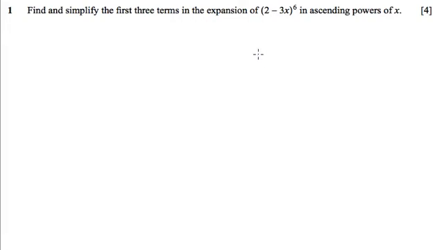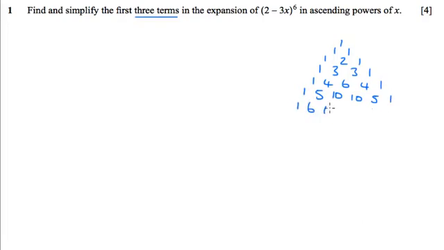Okay, question 1 is your binomial expansions question. We've got (2 minus 3x) to the power of 6, and it wants us to find the first 3 terms. So in order to do that, we're going to need to know either Pascal's triangle up to the 6th row, which is my preferred method because it saves having to type in those on the calculator, which I think takes longer. So we want this row: 1, 6, 15.